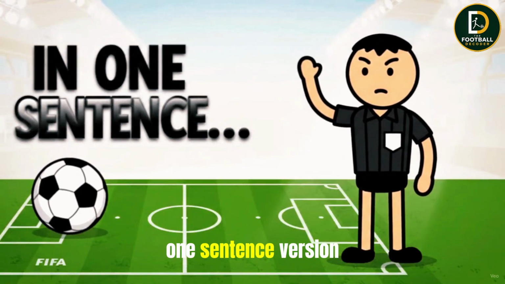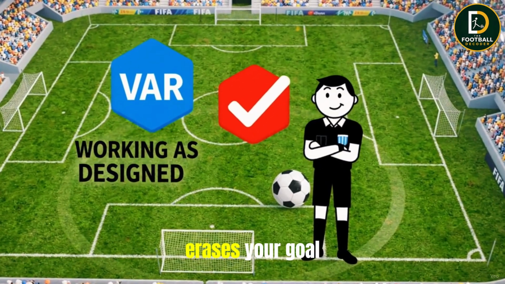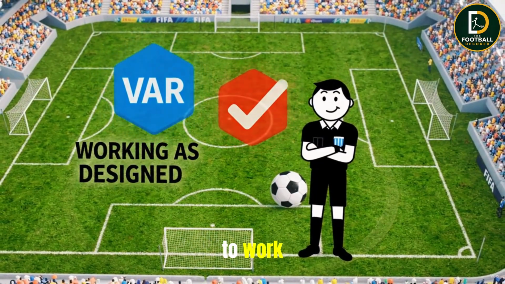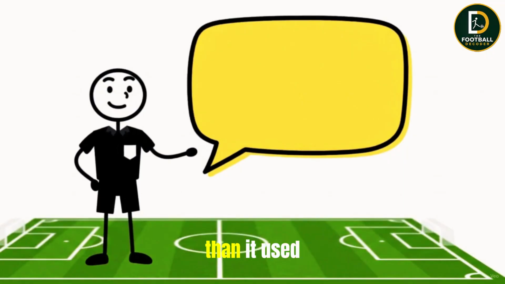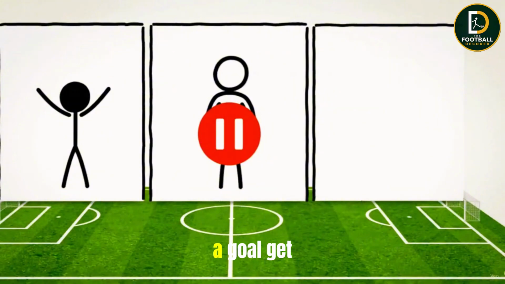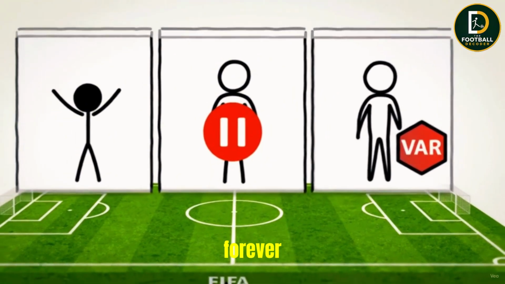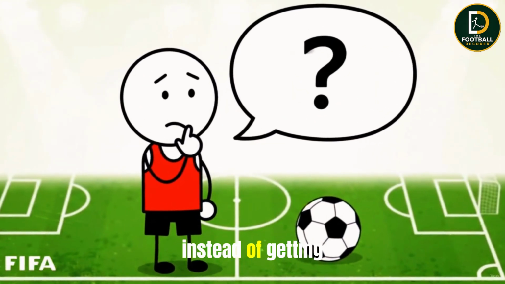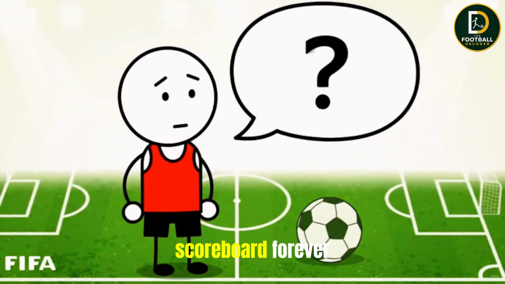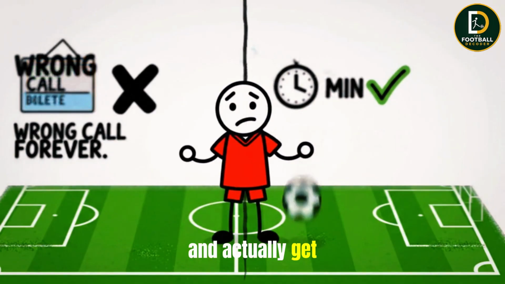So here's the one-sentence version of everything we just covered. VAR isn't broken when it erases your goal. It's actually working exactly the way it was designed to work, just with a much bigger job to handle than it used to have a few years ago. Next time you're watching a match and you see a goal get celebrated, then suddenly paused, then reviewed for what feels like forever, ask yourself this question instead of getting frustrated. Would you genuinely rather have a wrong call stand on the scoreboard forever, or would you rather wait 3 uncomfortable minutes and actually get the real result?